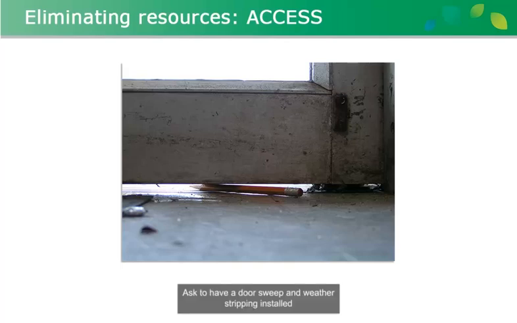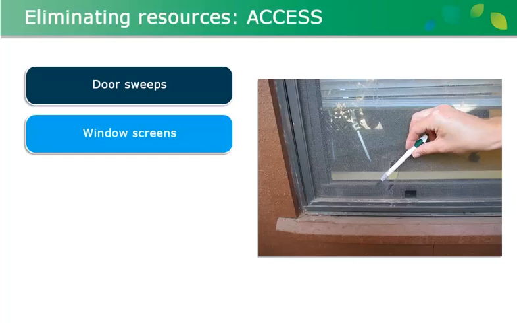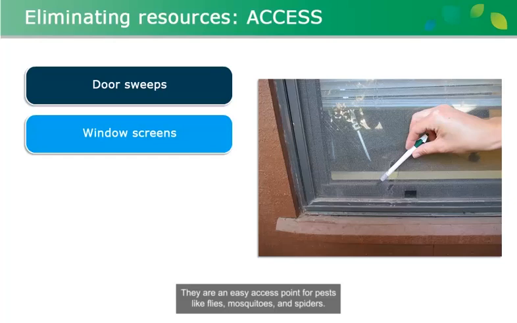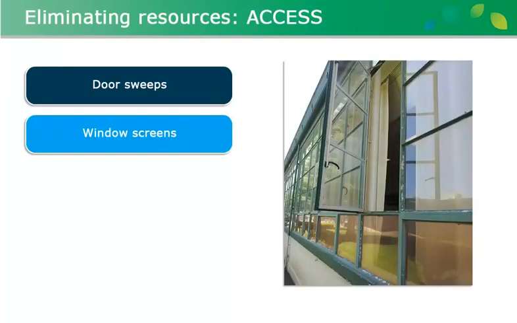Ask to have a door sweep and weather stripping installed if you do not have it already. Door sweeps and weather stripping keep out all kinds of pests and reduce heating and cooling costs. Have torn window screens repaired. They are an easy access point for pests like flies, mosquitoes, and spiders. If you have windows without screens, consider keeping them closed most of the time.